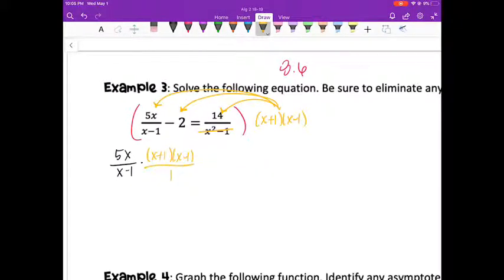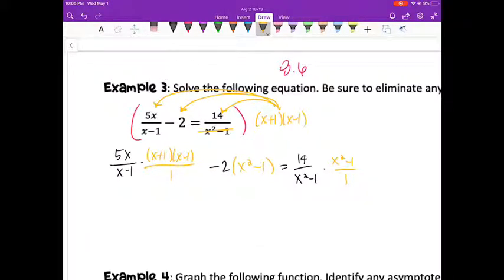And I'd stick it over 1 so we can multiply fractions. Minus 2 over 1, or since we don't even need either of these to be fractions, just minus 2 times. And then I'm going to go back to calling that x squared minus 1, since we're going to end up having to distribute here in a little bit. That equals 14 over our x squared minus 1 times our x squared minus 1, or our x plus 1, x minus 1.